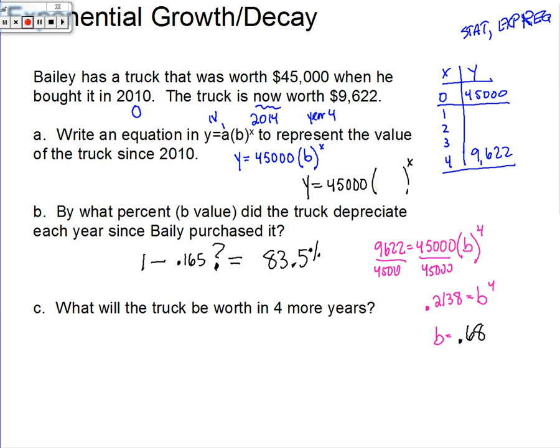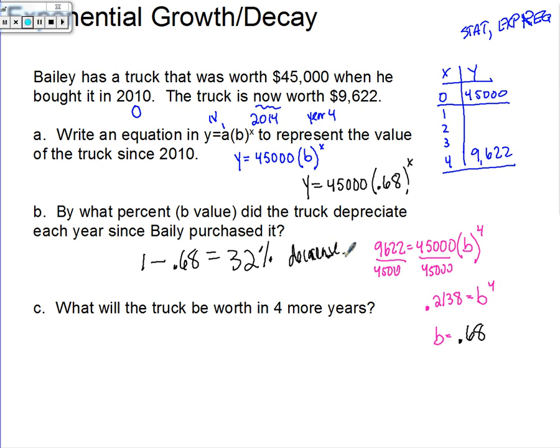Oops. Okay, 0.68, which changes this a little bit. All the process here was the same, I just somehow pushed the wrong button. So 1 minus 0.68 gives me a 32% decrease.